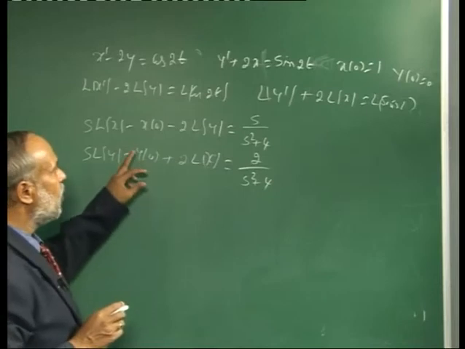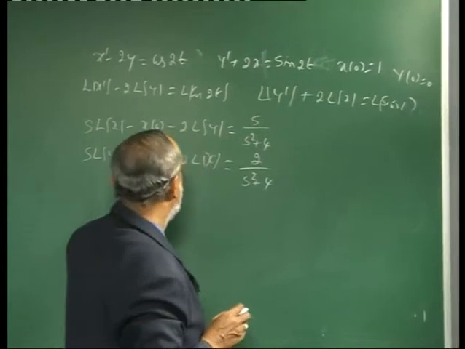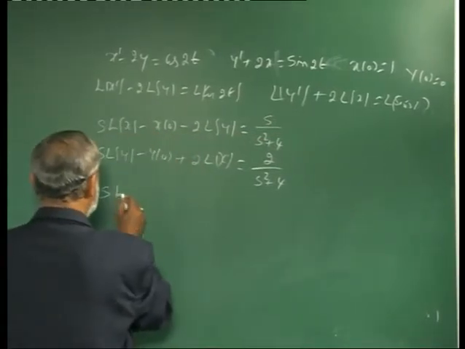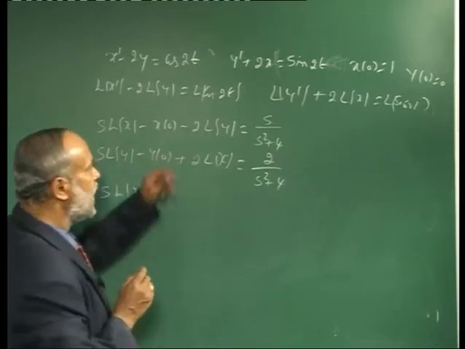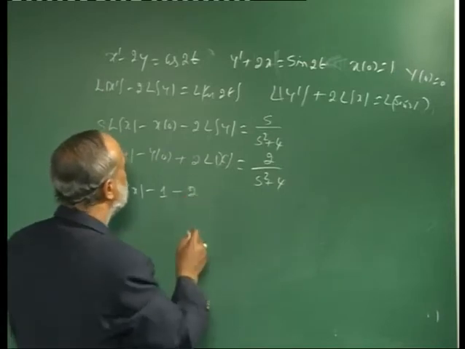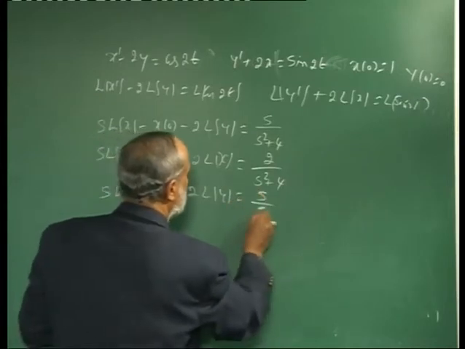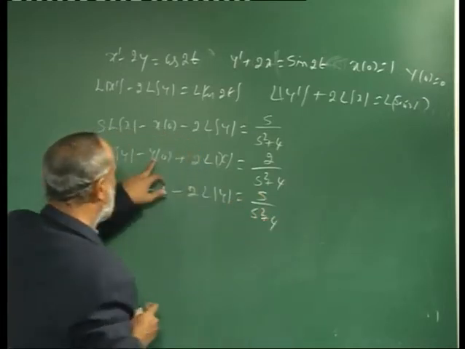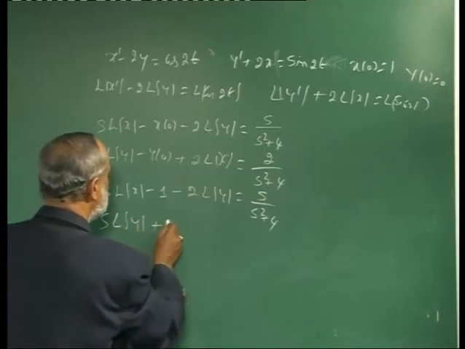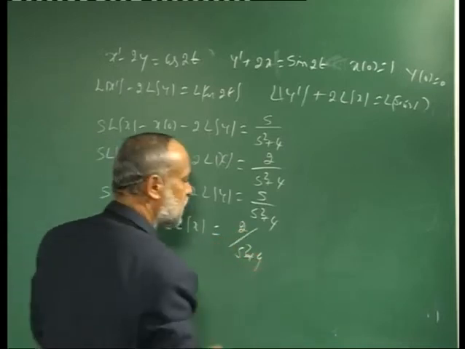Now you can use the boundary conditions, x of 0 equal to 1 and y of 0 equal to 0, and substitute them in these two equations. Now it becomes s into L of x minus 1, minus 2 into L of y is equal to s divided by s squared plus 4. Here y of 0 value is 0, so s into L of y plus 2 into L of x is equal to 2 divided by s squared plus 4.